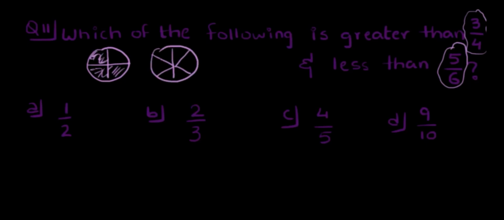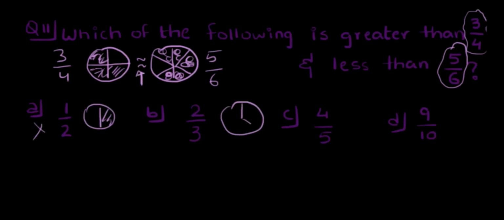5/6 is something like this. 1, 2, 3, 4, 5, 5/6. This is 5/6, and this is 3/4. So we want something in the middle in here. Half, isn't that less than 3/4? Goes out. 2/3. Okay, half is like this. 2/3 is like this. It's not even 3/4. To be 3/4, this should be folded as well.